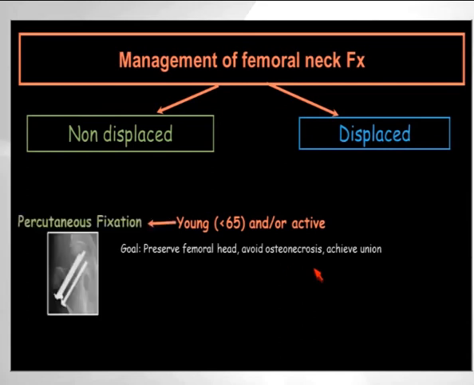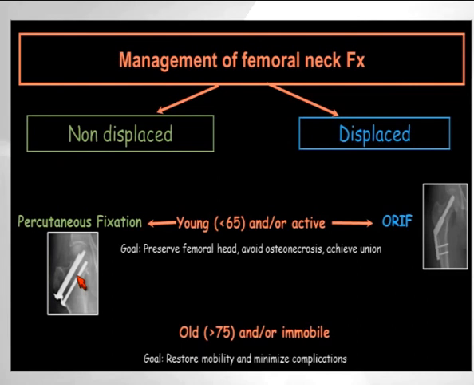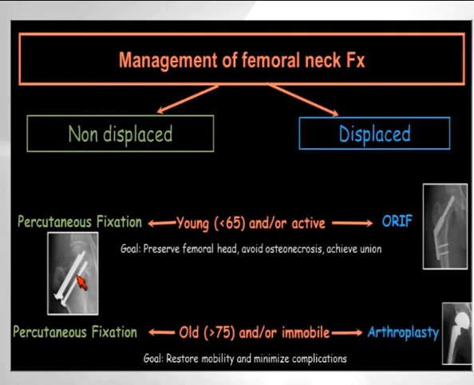So if it's non-displaced, the surgeon would do percutaneous fixation. They'll just put 3 pins and stabilize the femoral neck. If it's displaced, then he can put these 3 pins, it would be more internal fixation. And if you are old, more than 75, then the goal is to restore mobility and minimize complications. And again, you can do percutaneous fixation if it's non-displaced. If it's displaced, then arthroplasty.